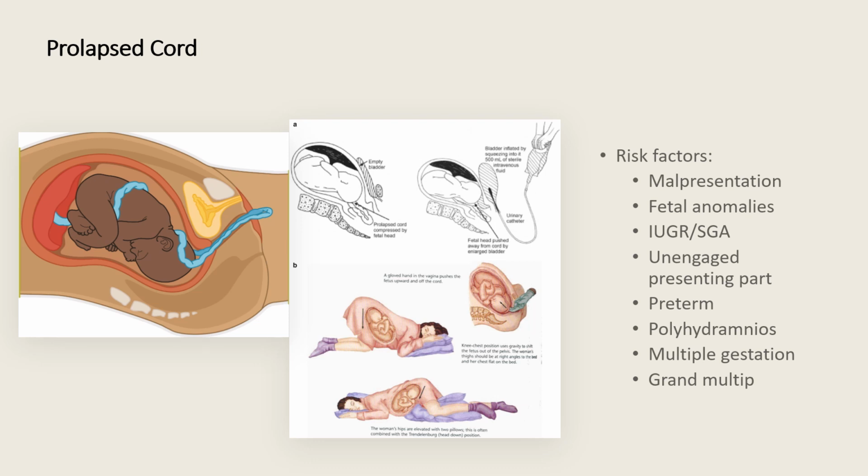Preterm, well, preterm you have small babies, right? A lot of the times you have malpresentation with preterm, and the presenting part isn't usually engaged yet. Polyhydramnios, so too much fluid. There's just more pressure as your water breaks. There's more chance that the umbilical cord is going to fall out. Multiple gestation, so two or more babies, and then the grand multip.